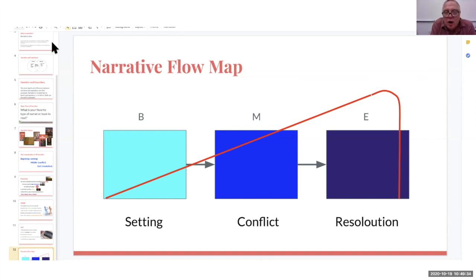So, here we are at the end of the story, aren't we? And what's the end of the story about? But the resolution, the solving of the problem.